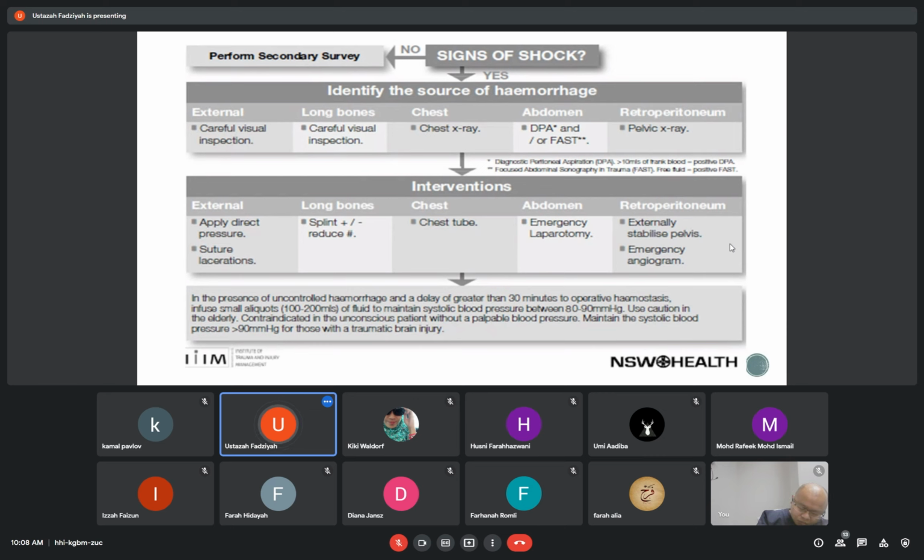Contoh if we found any external wound with active bleeding ke apa, then we can apply direct pressure lah. And then if any fracture to the long bones, we can put on splint or reduce fracture lah. And then chest X-ray we proceed with chest tube. Lepas tu if the abdomen kita tengok macam ada intra-abdominal bleeding ke apa kan, so we can proceed with emergency laparotomy. And the pelvic X-ray, contoh kita nampak macam open book fracture ke, then we can put on pelvic binder lah.